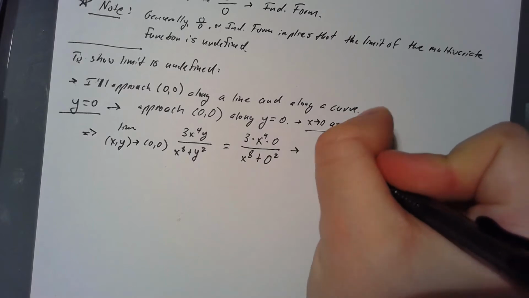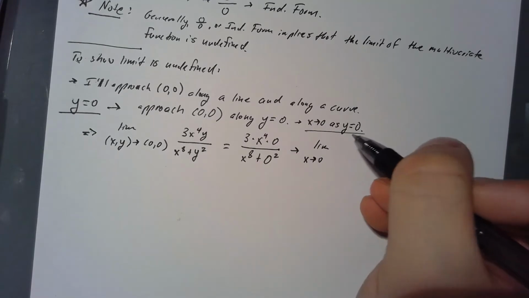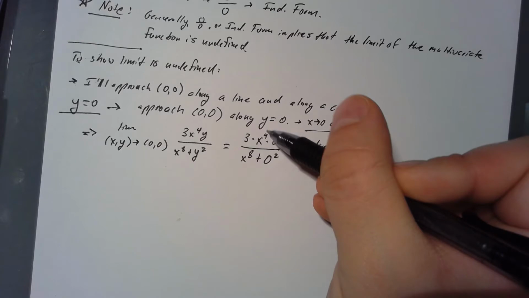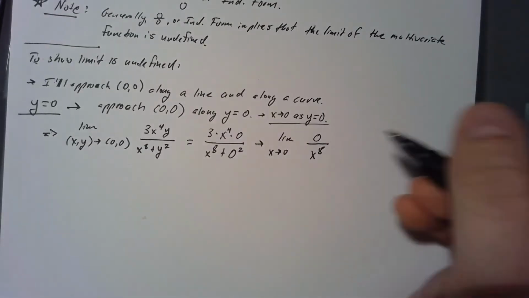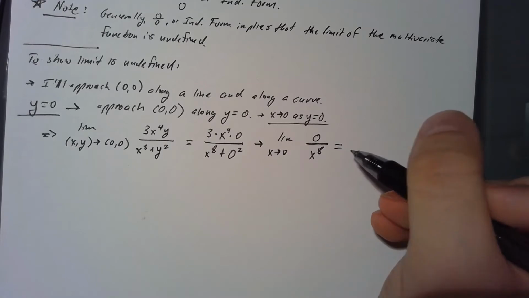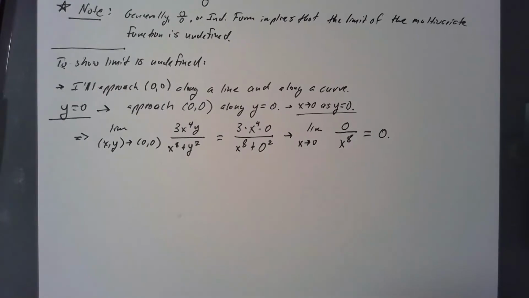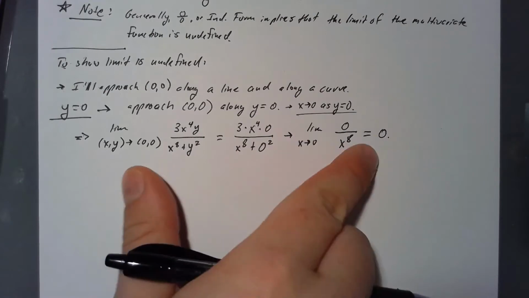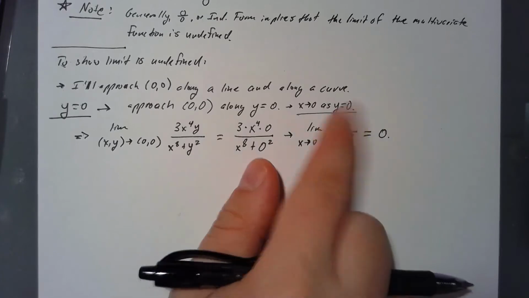Now I'm going to have the limit as x approaches 0, because y, like I said, is now 0 in this expression. So that expression is 0 over x to the 8th. Well, what does this go to? Now we're at a single variable limit, which is easy. This is just 0. Remember how I said we need 2 different ways. So this is one way. Now I have to compare this to another way of approaching 0, 0. And if I get a different value for that, then I've shown the limit is undefined.